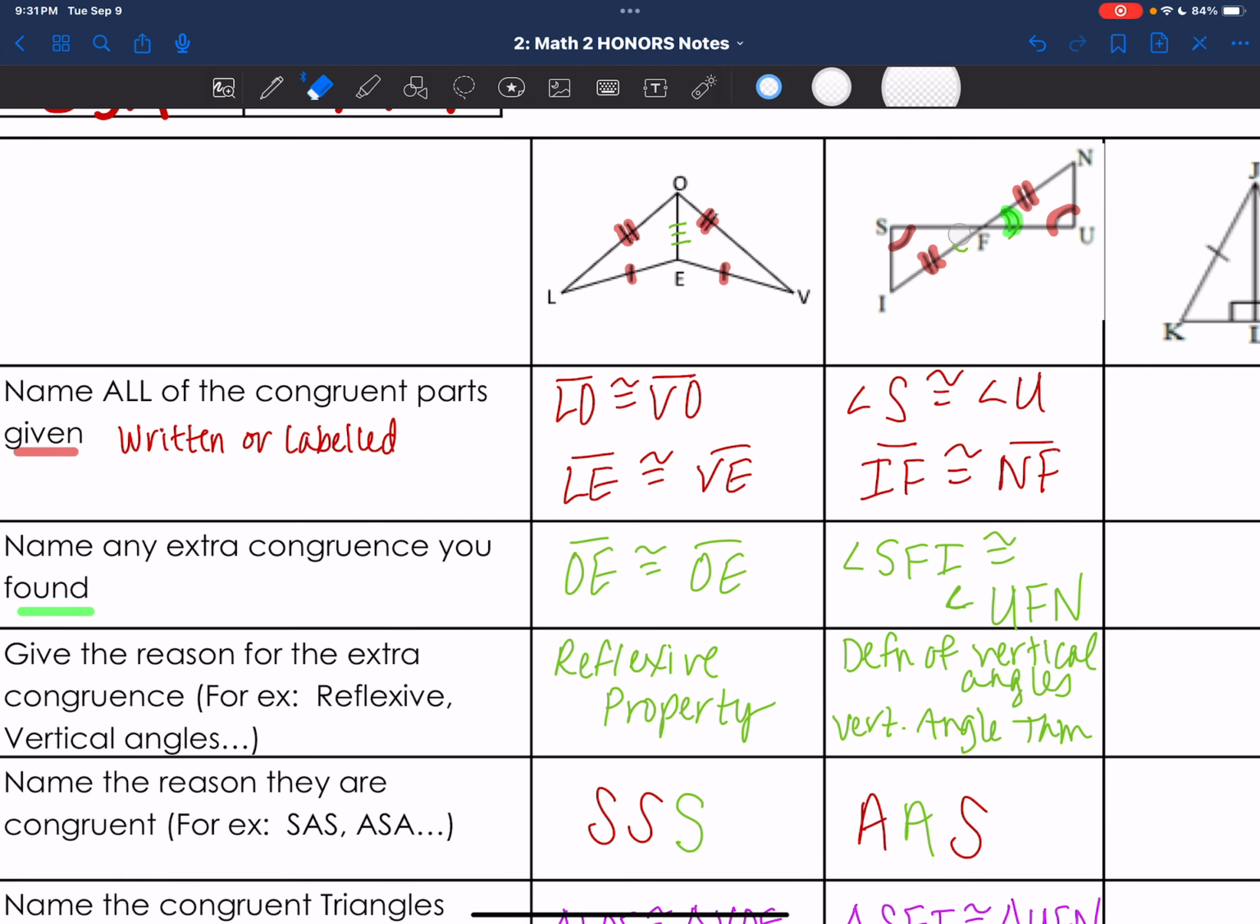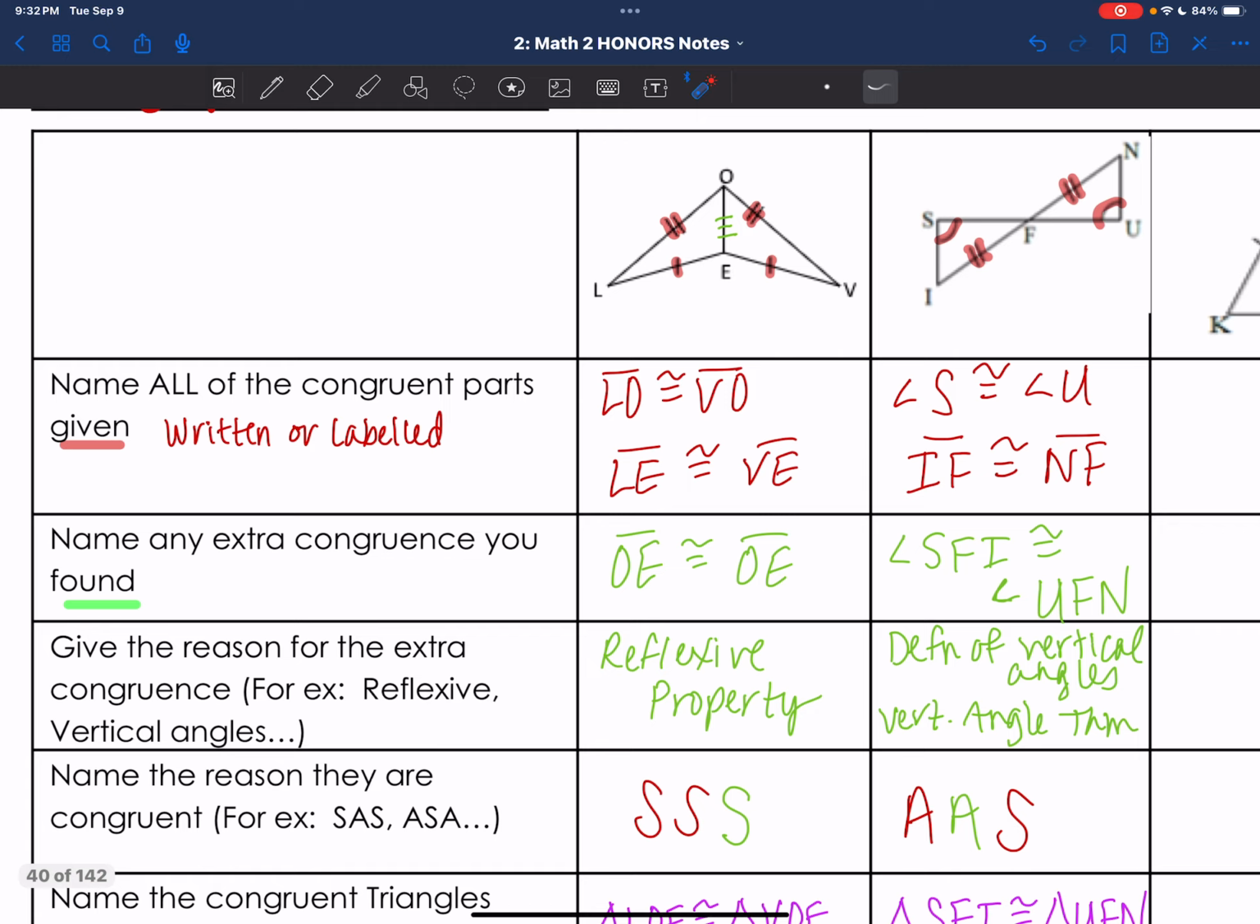All right, so let's try this one. Let me erase the information that was not provided. All right, so information that was given. In this case, it showed us that angle S is congruent to angle U, which we have here. It also showed us that segment IF is congruent to segment NF, and we know because they're labeled right here. So this is all the given, so written or labeled. All right, now we need to think about information that can be found. In this case, we have vertical angles.